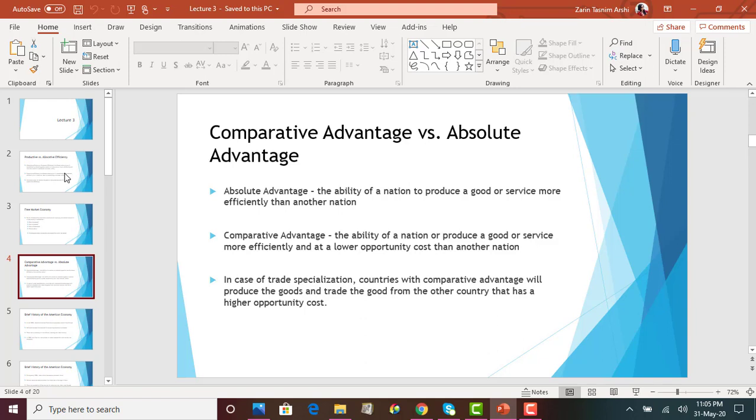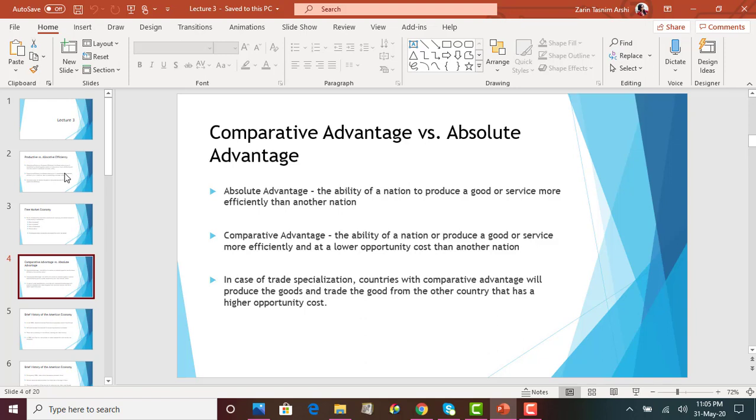We also learned about comparative advantage versus absolute advantage. These are two very important concepts. I also did an example last class trying to separate out what absolute advantage means and what comparative advantage means, and how countries use the comparative advantage concept to specialize in different products and engage in trade with one another. As a quick review, absolute advantage is basically the ability of a nation to produce a good or service more efficiently than another nation. So absolute advantage is when a country can produce more quantity than another country given the same amount of resources.